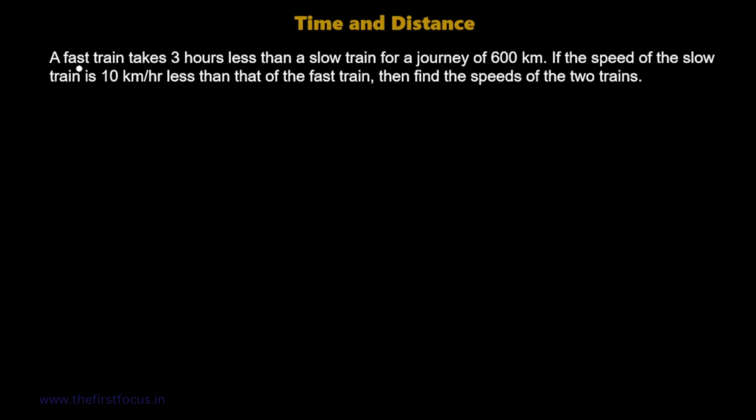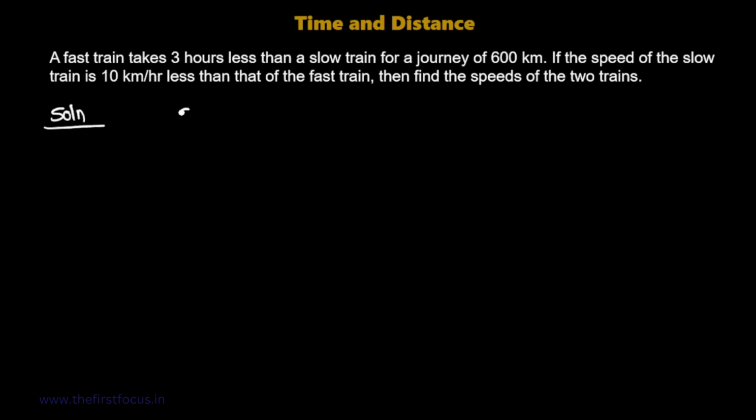Our next question is, a fast train takes 3 hours less than a slow train for a journey of 600 km. If the speed of the slow train is 10 km per hour less than that of the fast train, then find the speeds of the two trains.